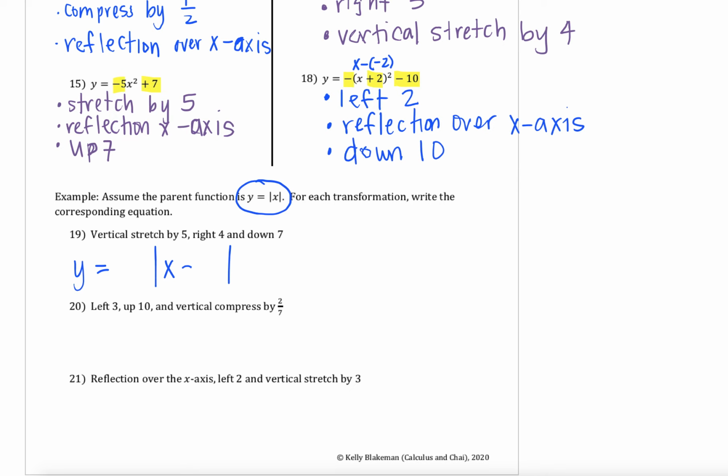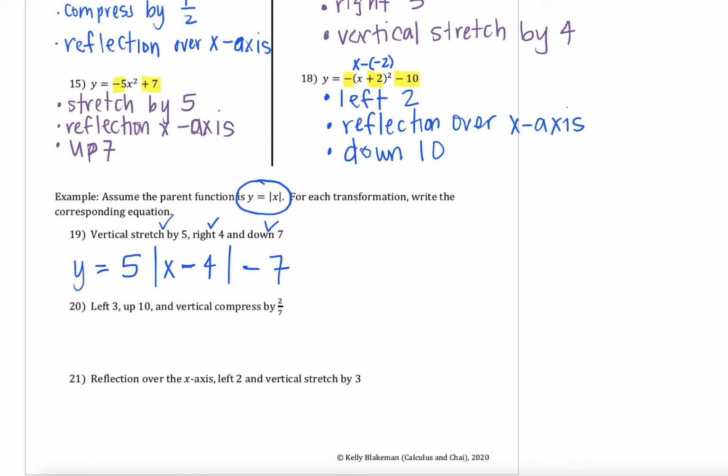So a vertical stretch by 5, that's happening outside the function, and that tells me that my a value here is 5, so I want to multiply 5 in front of the absolute value. Right 4 is happening inside the function, and since I'm going to the right 4, I'm going to sub in a positive 4 into that x minus equation. And then down 7 happens outside the function, and we would be subtracting 7 from the end of that.